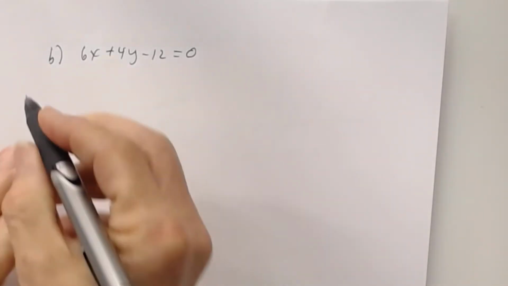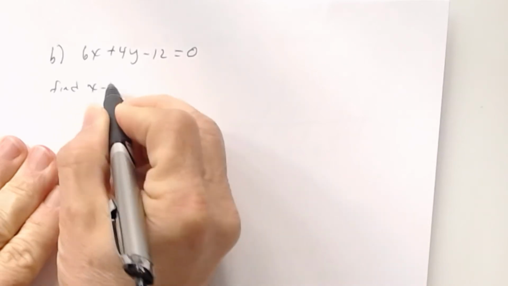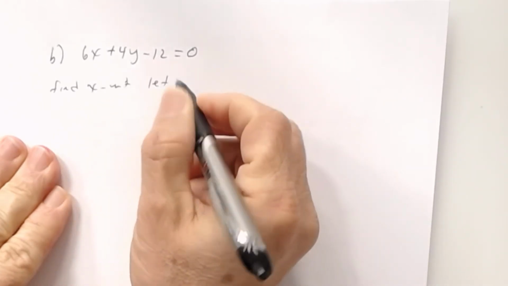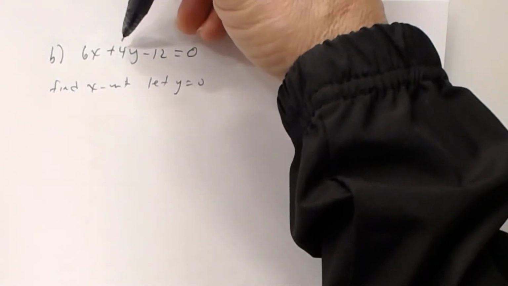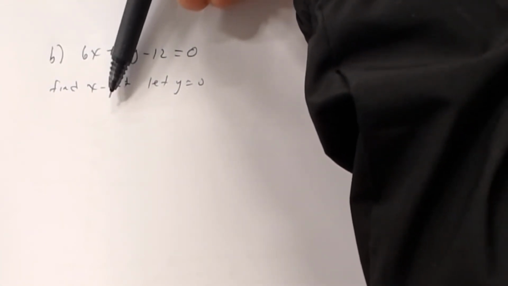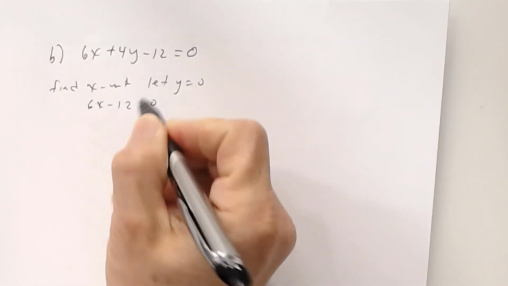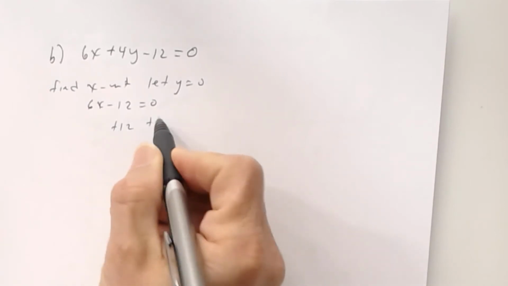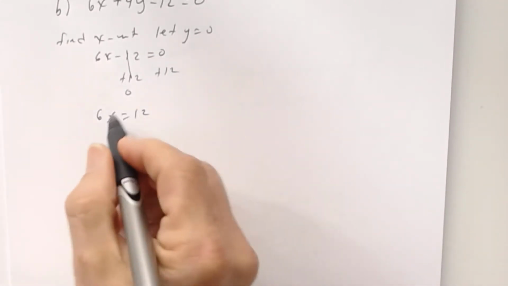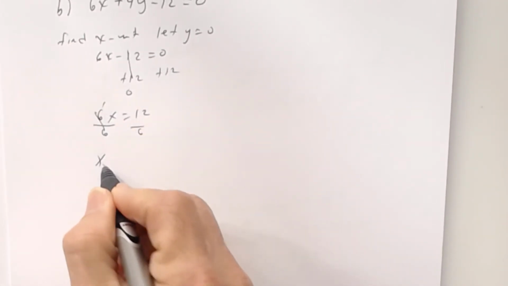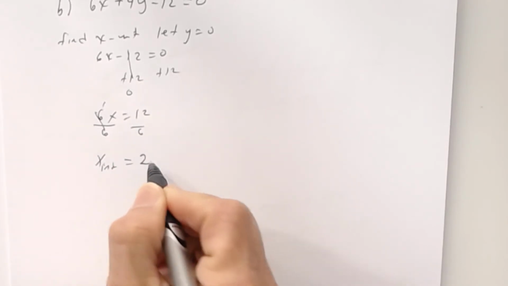So to find the x-intercept, what variable is 0? Y. So you let y equal 0. So if y is 0, that means 4 times 0 is 0. So that term you can cover up, and then what equation do you see left? 6x minus 12 equals 0, right? And then you solve for x. So you add 12 to both sides. So I get 6x equals 12. What's the next step? Divide by 6, and you found your x-intercept, which is what? 2.